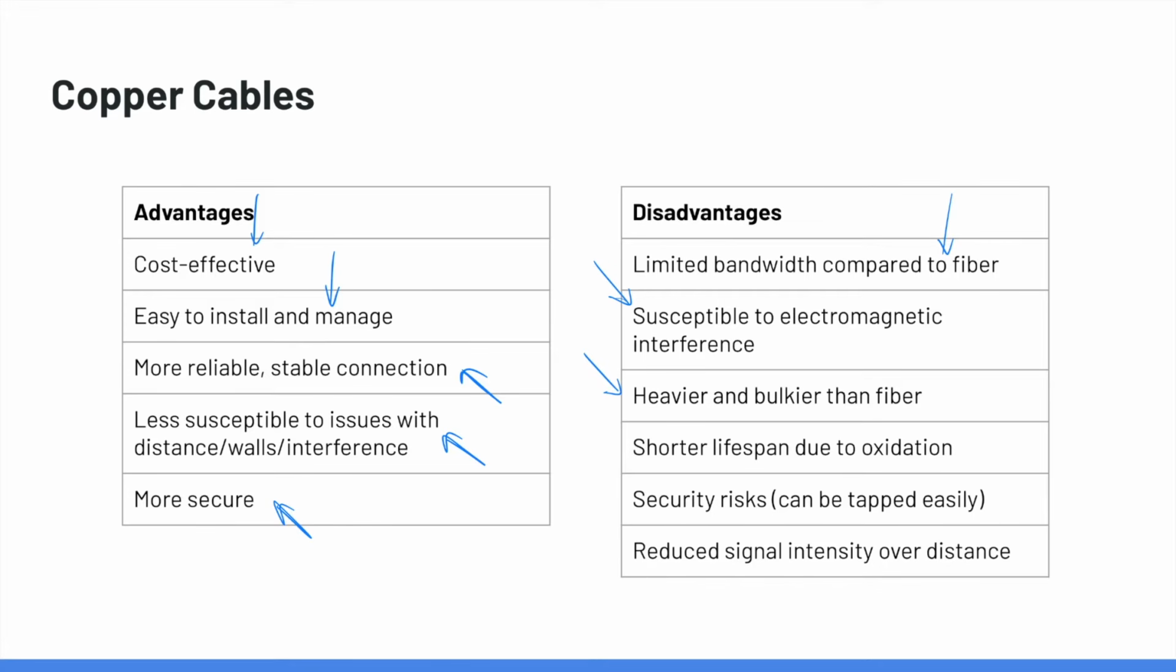But generally, copper cables are quite heavy and bulky. They have a shorter lifespan due to oxidation. Copper oxidizes, which means that we're going to have to swap out copper cables every certain number of years. So they are maybe more secure than Wi-Fi, than a wireless transmission media, but they can still be tapped easily. I think tapping phones is a pretty well-known thing. And we have reduced signal intensity over distance. So the longer the cable is, the less intense the signal is going to be by the time it gets to the end of the cable from the other end. And this can often be a problem when we're trying to transmit data over long distances.